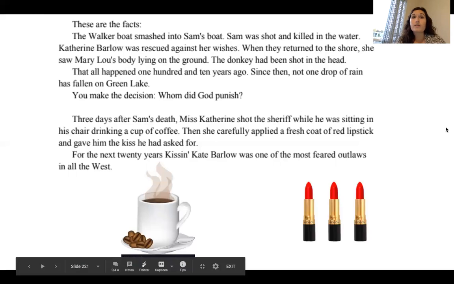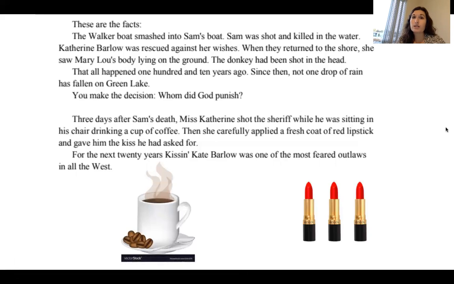These were the facts. The Walker boat smashed into Sam's boat. Sam was shot and killed in the water. Catherine Barlow was rescued against her wishes. When they returned to the shore, she saw Mary Lou's body laying on the ground. The donkey had been shot in the head.